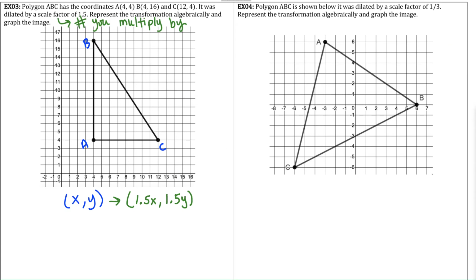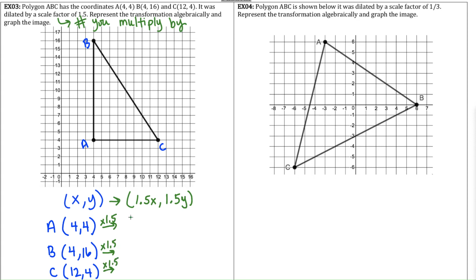All right, so let's take A, B, and C. I'm going to write A, which is (4, 4), and we'll take B, which is (4, 16), and we'll take C, which is (12, 4). And we are going to dilate all of these. Instead of writing it, I'm just going to put times 1.5, like that. And then I will get A prime, B prime, and C prime.